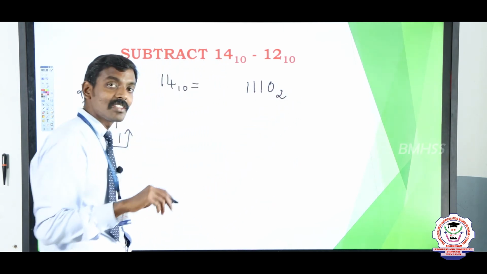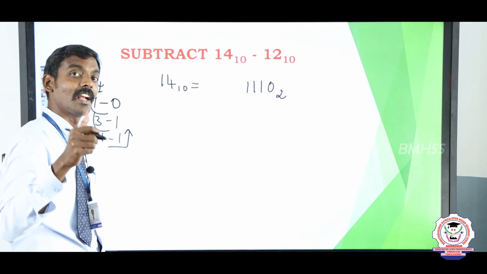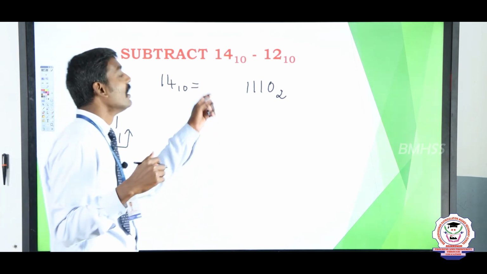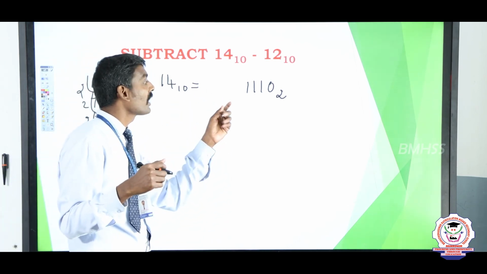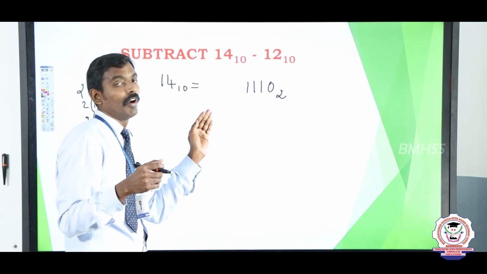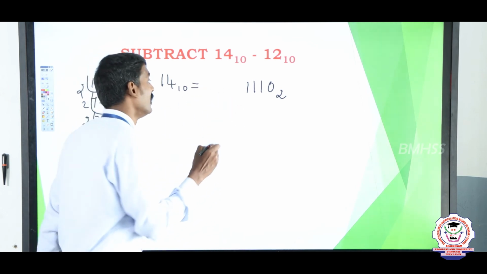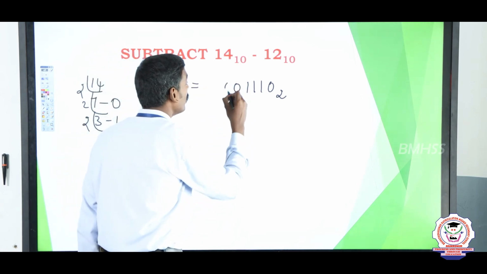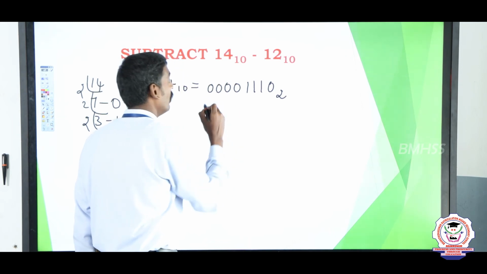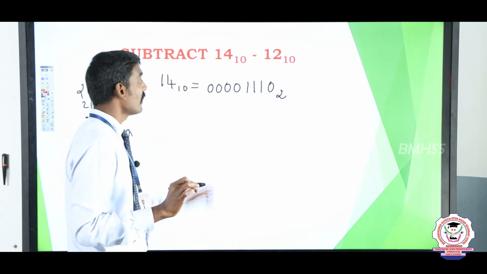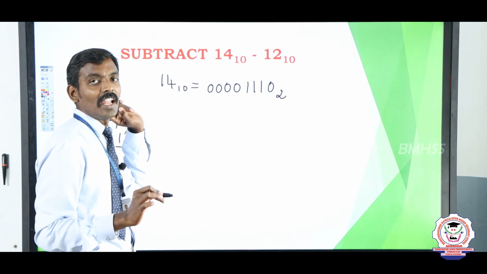But which representation is the correct approach? Very good. 8-bit representation. So you can add 4 zeros in the MSB position. Yes, 0 0 0 0. How many zeros are we adding? We get an answer as 8-bit.